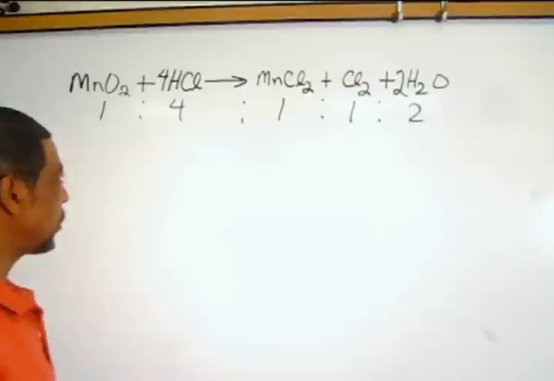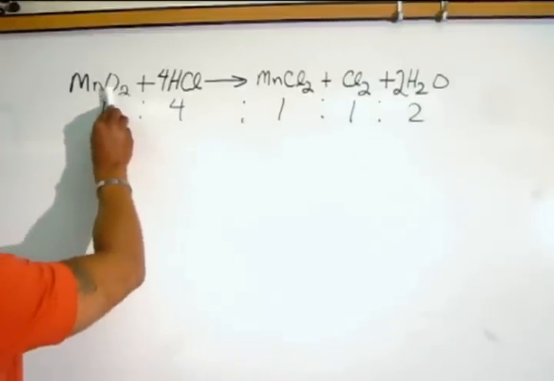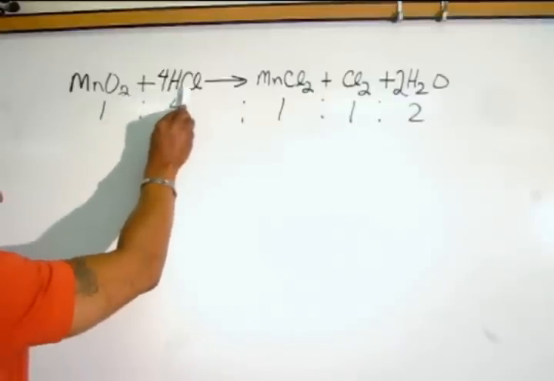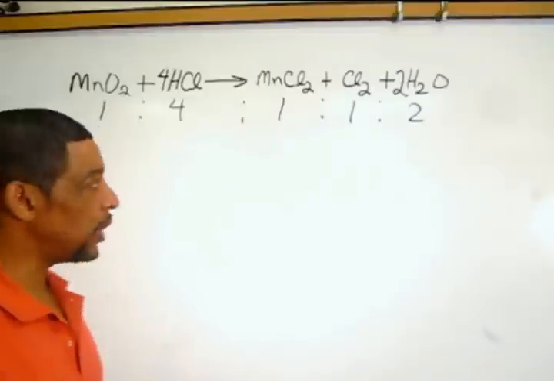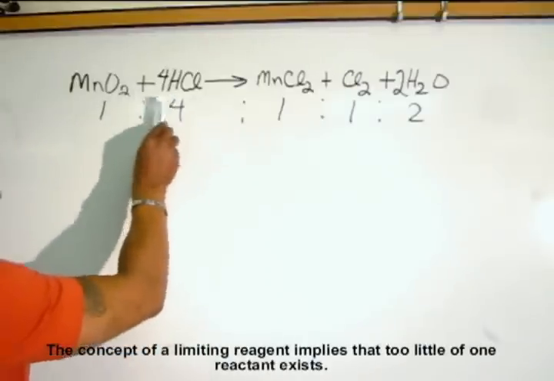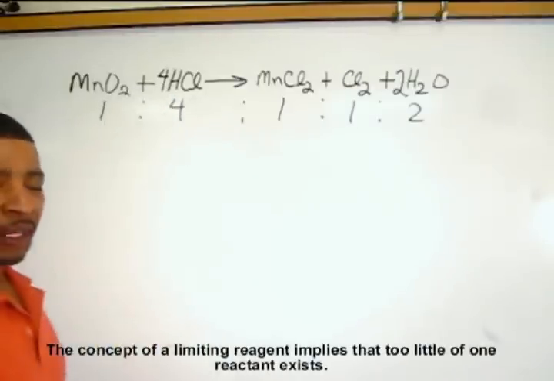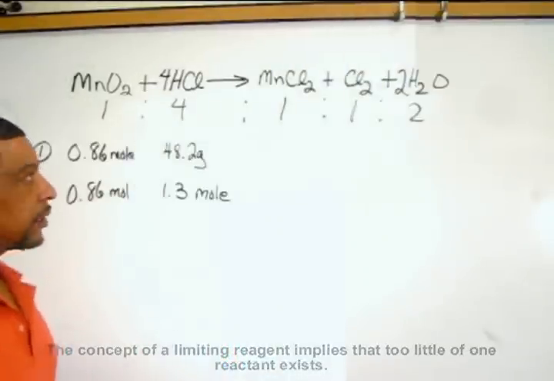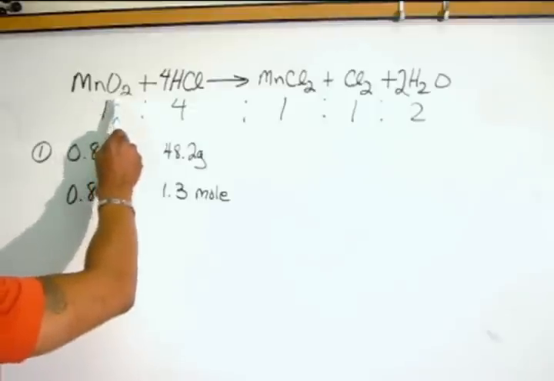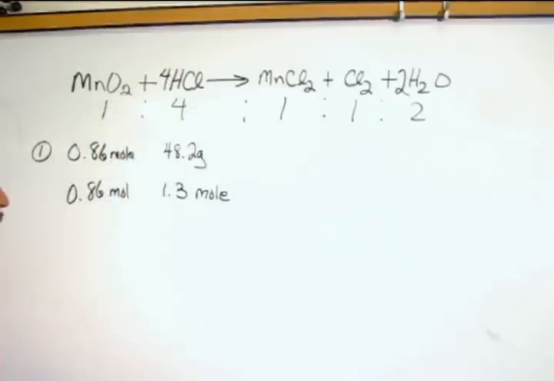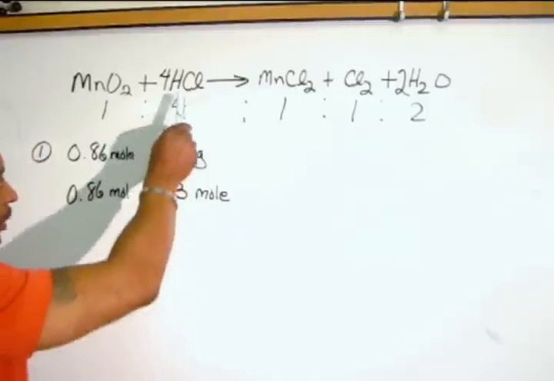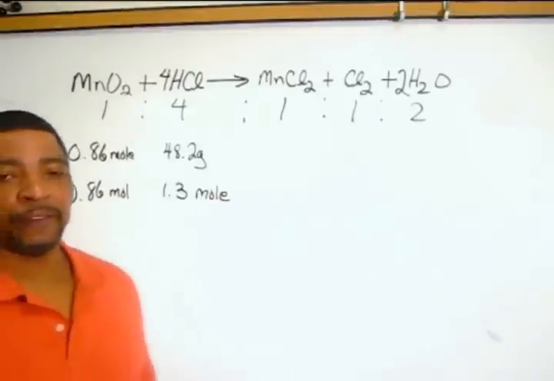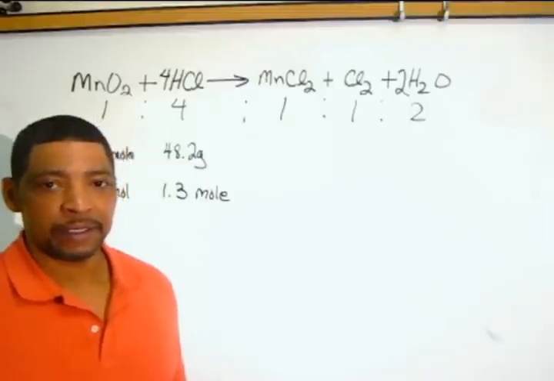According to the balanced equation, for every 1 mole of manganese 4 oxide consumed, 4 moles of hydrochloric acid must also be consumed. If for some reason the amounts of each reactant do not match this ratio, then one of the reactants will be the limiting reagent. Suppose the initial amount of manganese 4 oxide was 0.86 mole, and the initial amount of hydrochloric acid was 48.2 grams. Do you have the proper information to determine the limiting reagent?